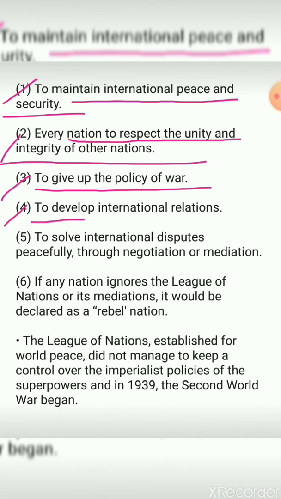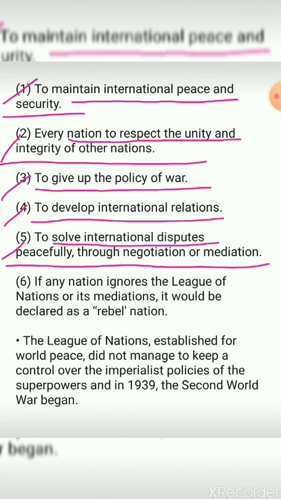Next, to develop international relations, like a good relation needs to be developed. That was an aim of the League of Nations. Next, to solve international disputes peacefully through negotiation or mediation. What are they saying over here? Negotiation over here means by talking.